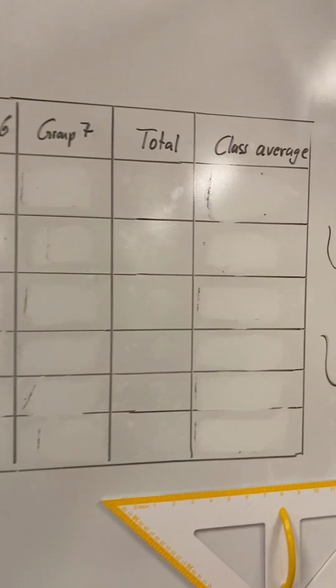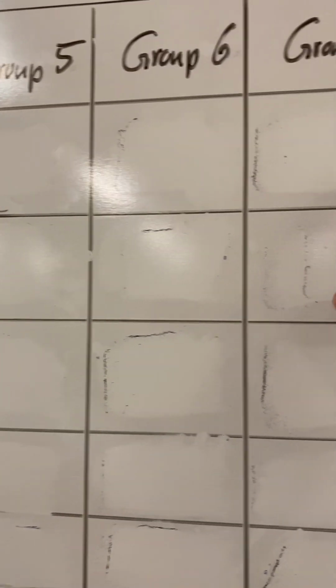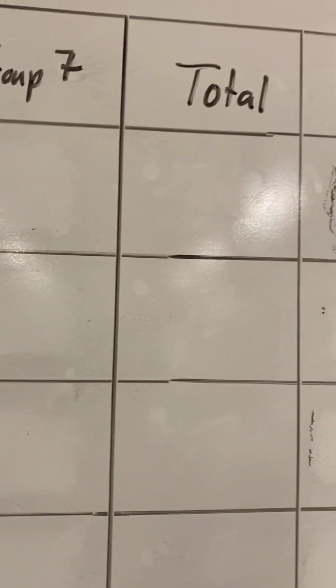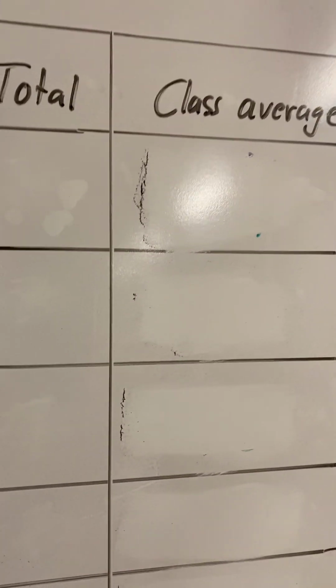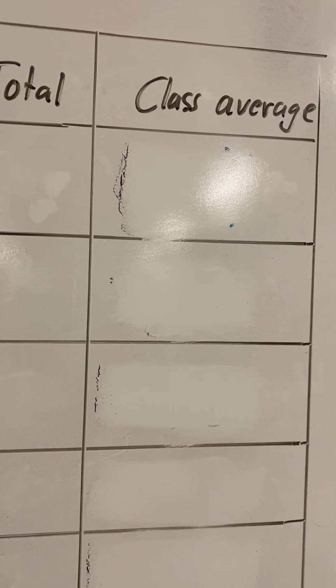Calculate the class average. So you're going to add up all of these numbers from all 7 groups. Here goes the total. And then you divide it by 7 because we had 7 groups, and the class average goes in here. Again, round it up to a whole number. Pause the video here until all of this is done.